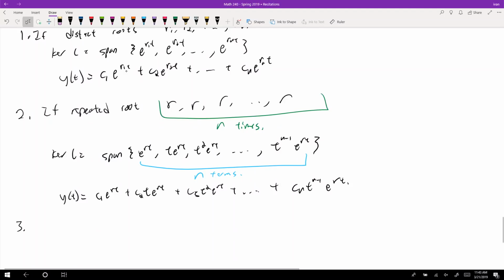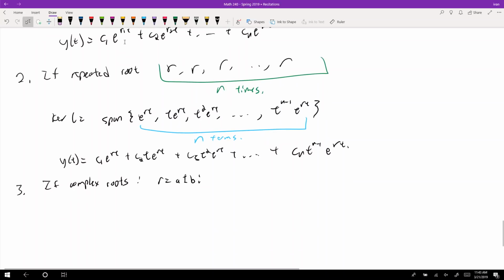All right, number 3 is the last one. If complex roots, r equals a plus or minus bi. Remember, a can be negative, but b cannot be negative. So b we just read off, and a we take whatever sign is in front of it as well. So a is any real number, and b has to be greater than or equal to 0. We just read off what the b value is, and for a we have to take into account what sign is there.